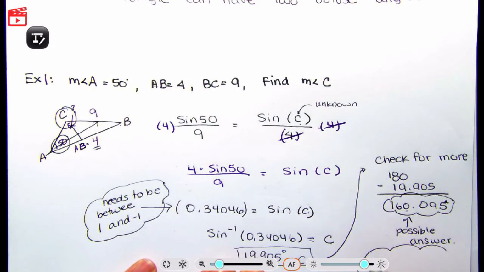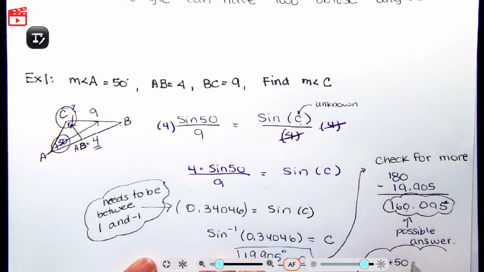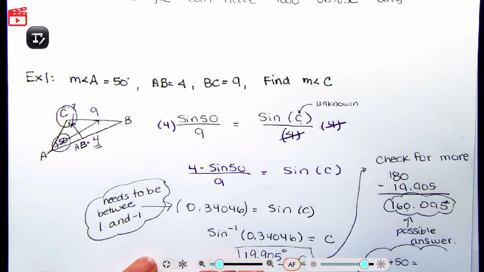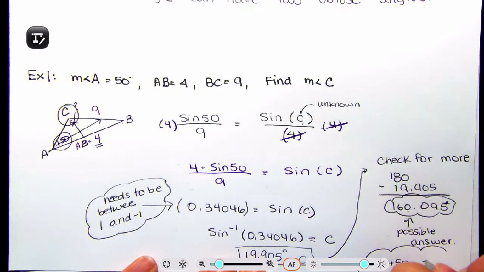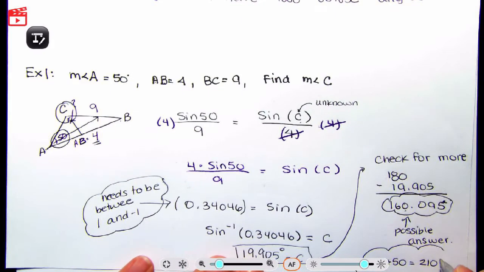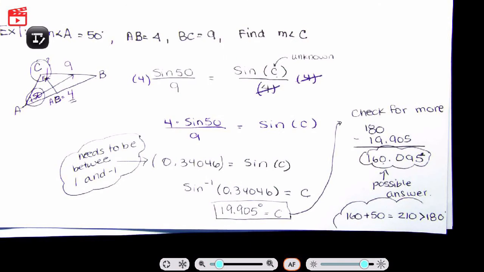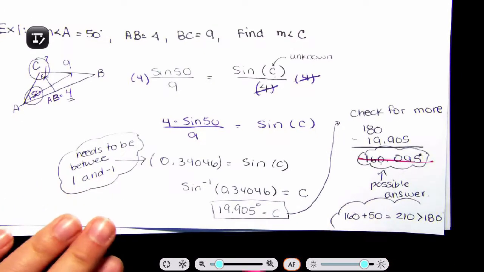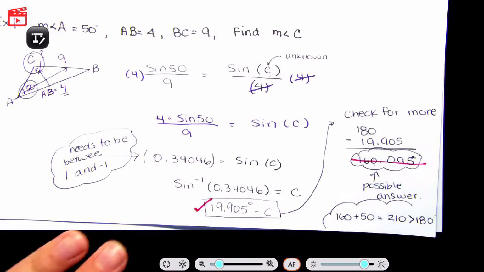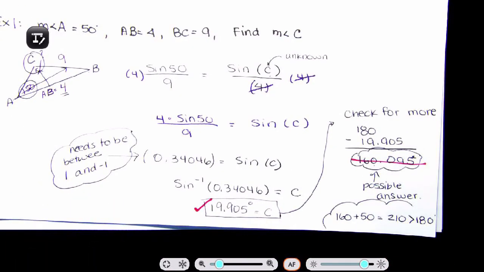So if I have 160, let's round, 160 plus 50 is 210. 210 is well over 180 degrees, meaning there's not enough room for a third angle, and you can't have a triangle with only two angles. Therefore, this 160 is not a plausible answer, so the only answer we have is 19.9 degrees for our possible angle measure of angle C.